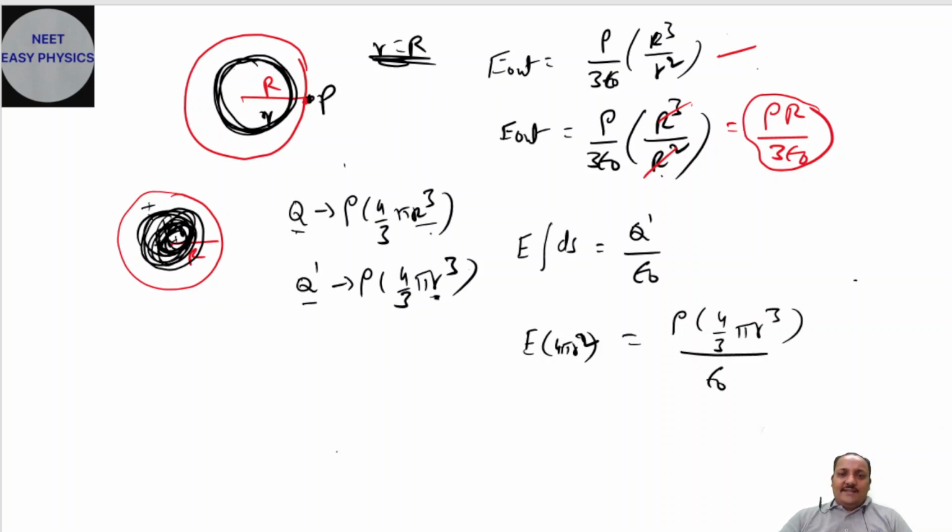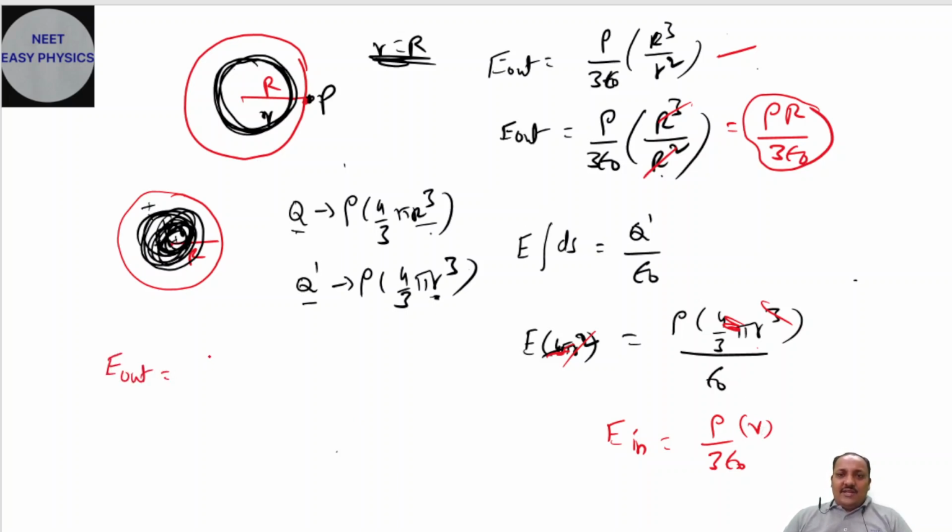Now if you cancel 4 pi, 4 pi, and again one r square with one r, it is going to be cancelled. So E within the sphere is equal to rho by 3 epsilon naught. What will be remaining here? Small r. So without this derivation, how to remember this easily? E outside we already wrote.